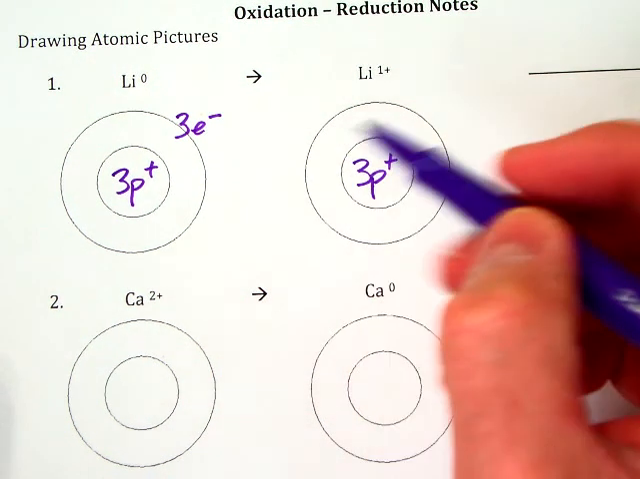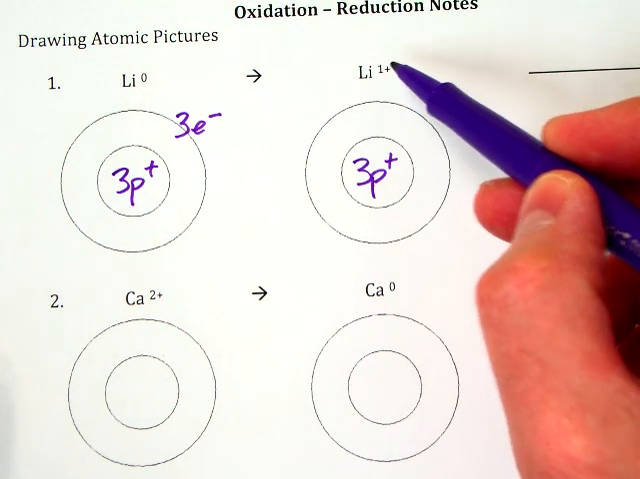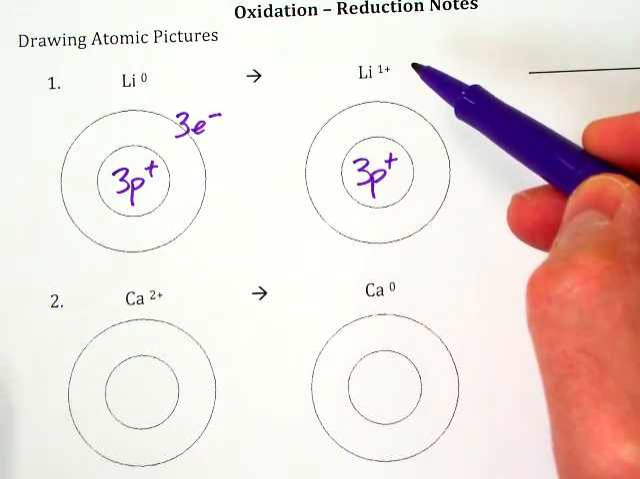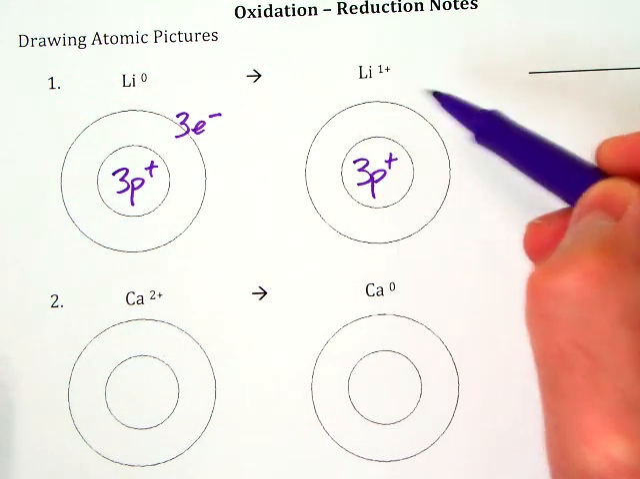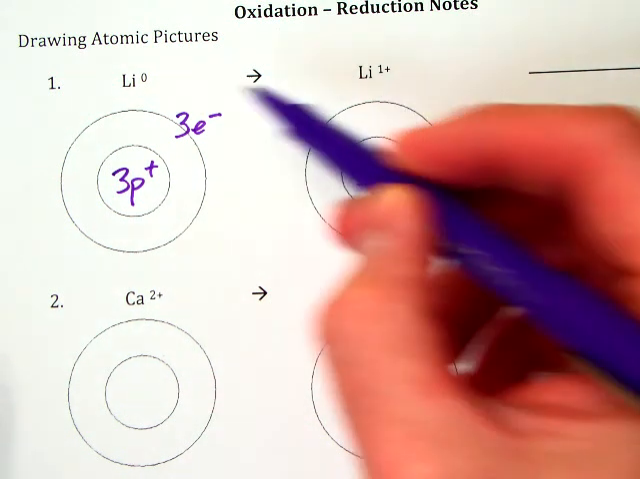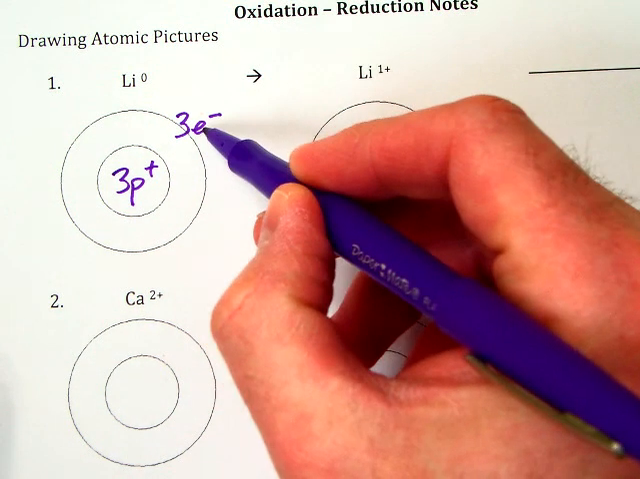Now, when lithium 0 goes to lithium plus 1, we need to think about how the electrons changed. What we want to remember is that electrons are negative, so if you gain an electron, you become more negative. Well, that's not what happened here. We have a plus 1 charge, so we must have lost 1 negative. So instead of having 3 electrons, now we have 2.